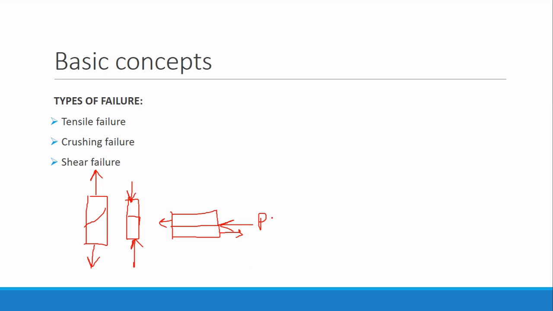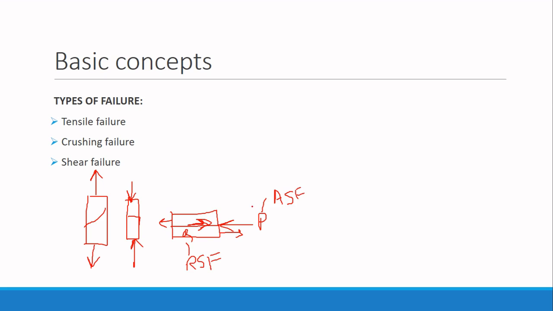Now you see, because of the load P, an equal and opposite force will be developed inside the body. This is because of Newton's third law of motion, that is, every force has an equal and opposite reaction. So because of the shear force P, another force inside the body will be developed. Let us call it Q. So the force P is called the acting shear force, and the force Q is known as the resisting shear force.